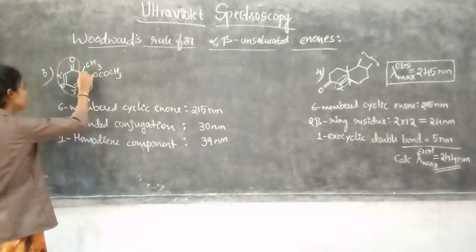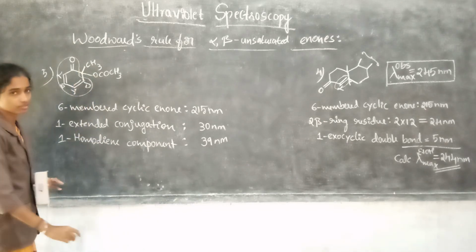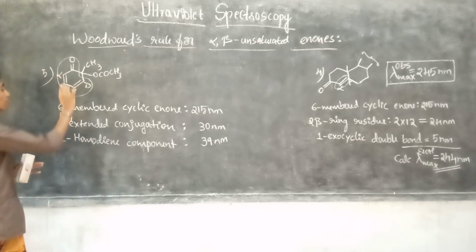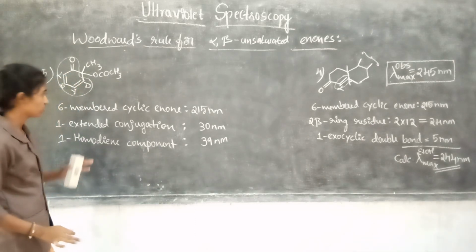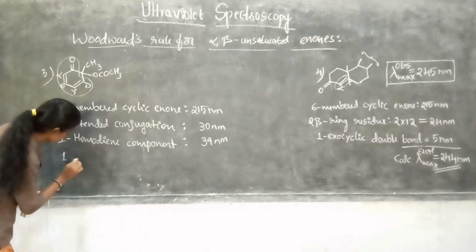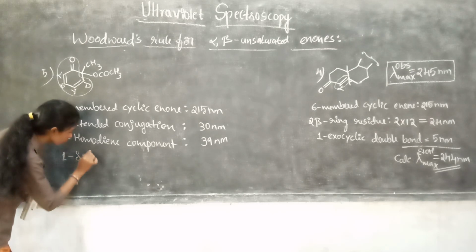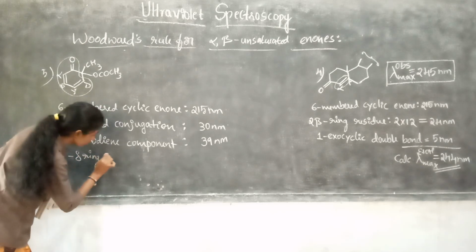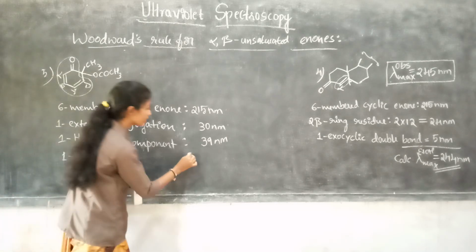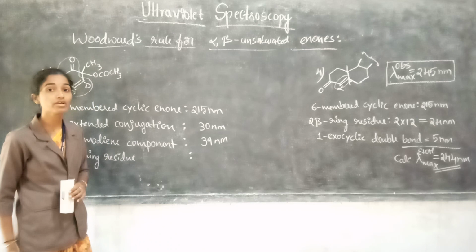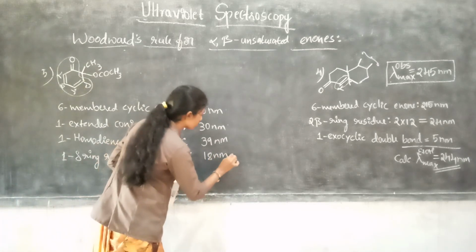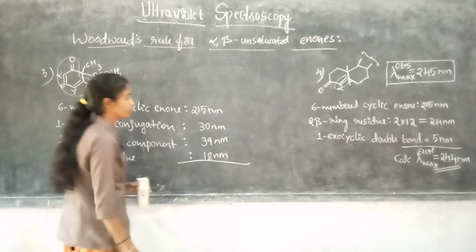And at delta position we have one ring residue. At alpha, beta or gamma position we don't have any substitutions here, but at delta we have one ring residue. If any ring residue is present at delta position, then there will be addition of 18 nanometer to the base value.